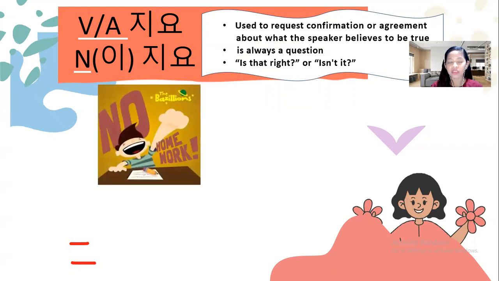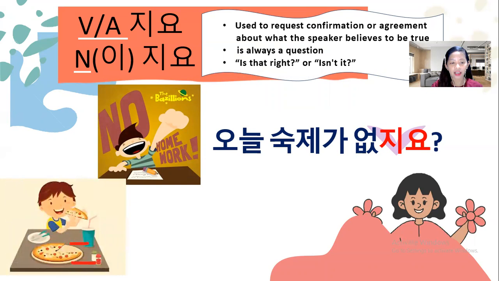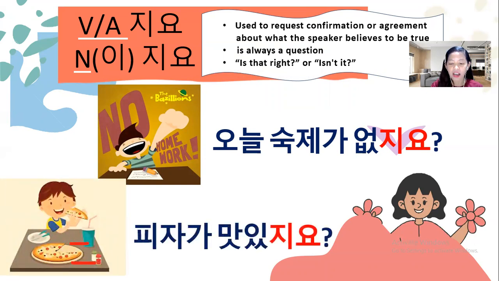So how will you say this? Sheila? 네, 맞아요. 오늘 숙제가 없지요? What about this one, Alex? 오, 맞아요. 피자가 맛있지요? Right?